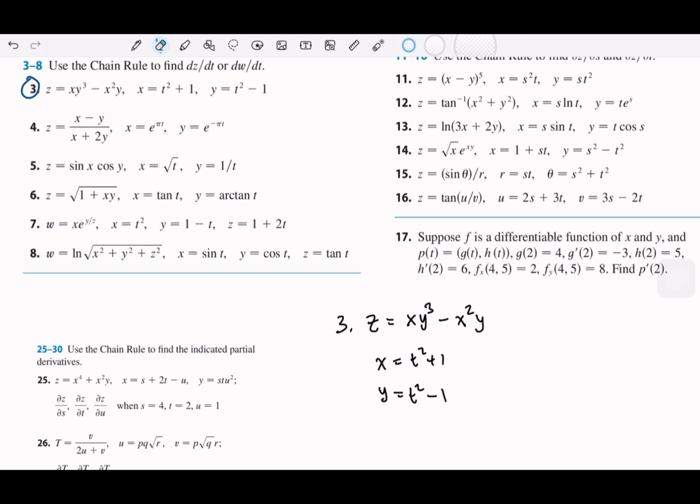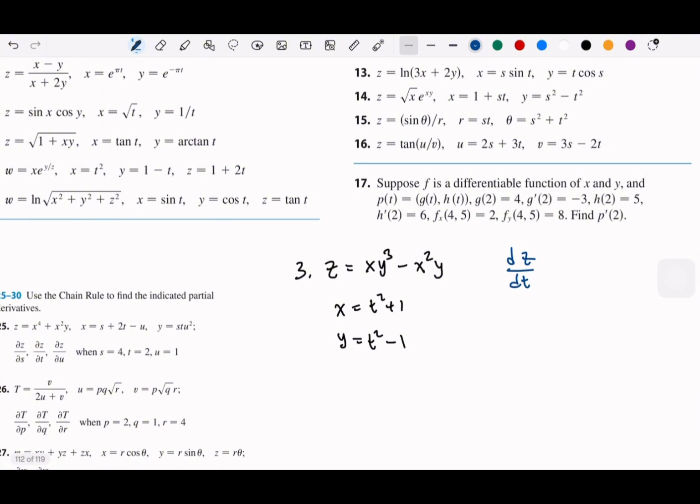okay, what we need to find is dz dt, right? dz dt from the question. So we need to find dz dt. So every time you need to confirm, you can always draw the tree diagram just to help you define which one is the variable, how many variables we have, and whether it's branching or not. We can start from z, taking into x and y based on the function itself. And then both x and y are functions of t. So we have this diagram, right?